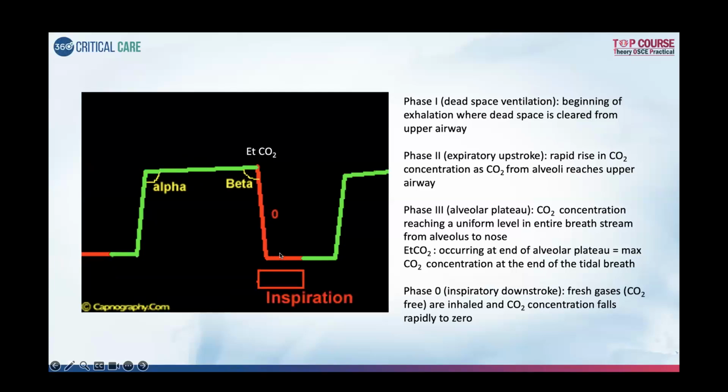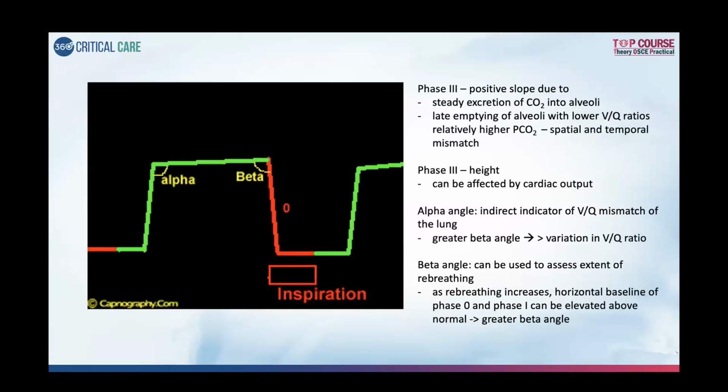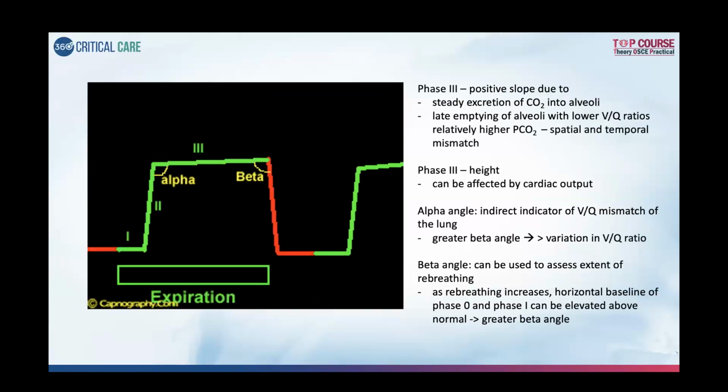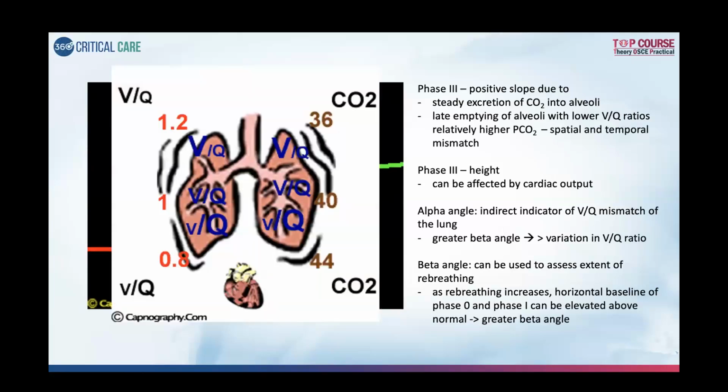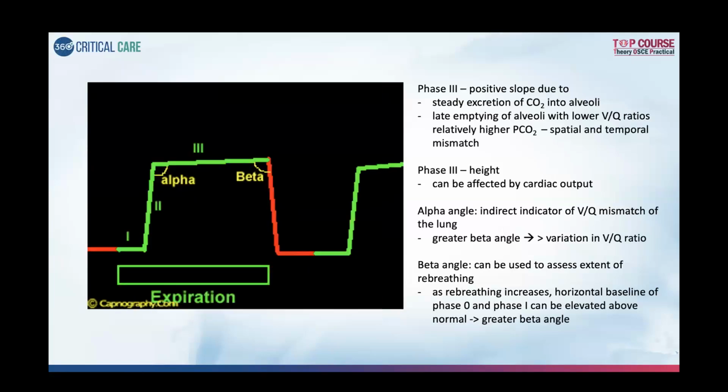Now the angles that we talk about are the alpha angle and the beta angle. First of all, the alpha angle is the indirect indicator of VQ mismatch of the lung. If the alpha angle is larger, then it represents a more significant VQ mismatch. If the alpha angle is nearer to normal, that means there is no VQ mismatch or it is within physiological limits.